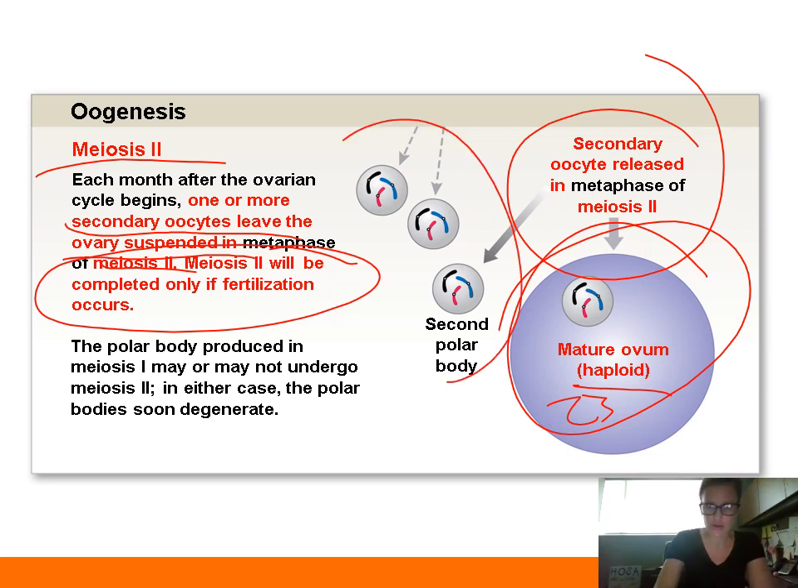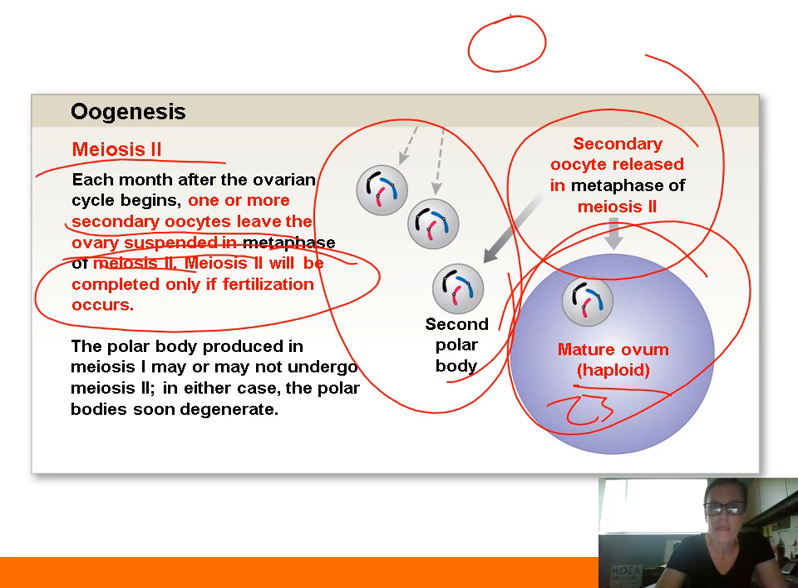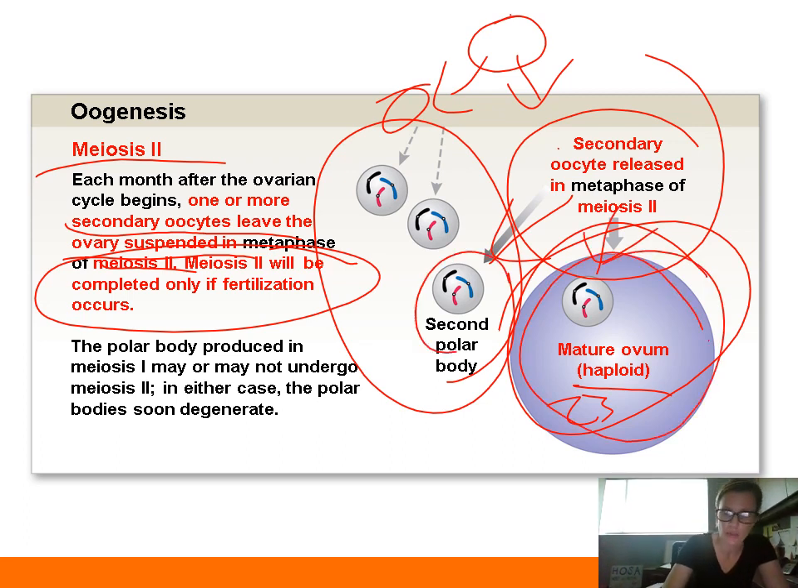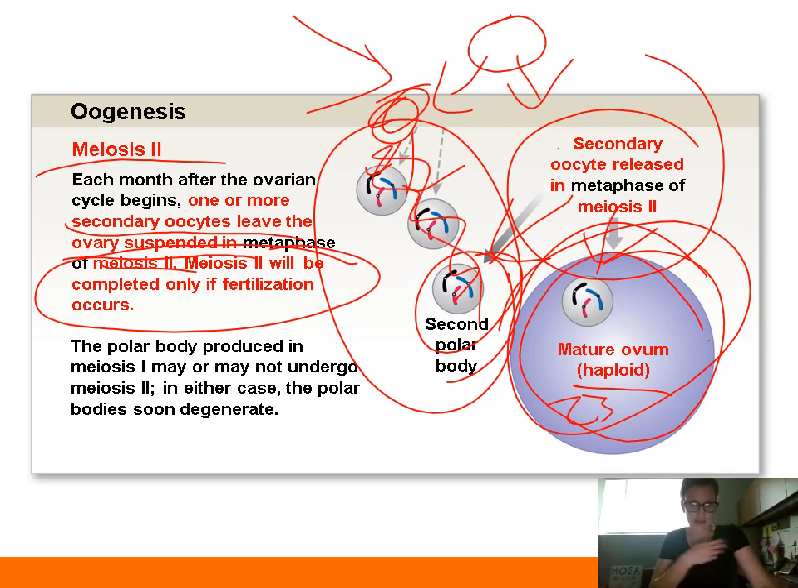Also notice here, we have three polar bodies. The polar bodies are just going to degenerate. They're not actually usable cells. Remember where those are all coming from. We had our primary oocyte. The primary oocyte divides into a secondary oocyte and a polar body. The secondary oocyte divides and gives us our mature cell and a polar body. Over here on this side, this polar body can divide again. It can complete meiosis II, and that gives us two polar bodies. So what we end up with is three polar bodies that are not viable and one mature ovum.